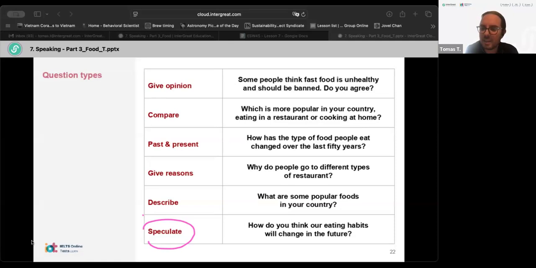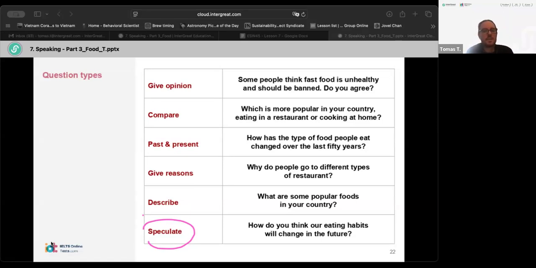You will give an opinion, but it's more like a guess. It's more like you are using imagination because something happening in the future, you don't know what's going to happen, unless you are somebody who can predict the future. Maybe you are, but speculating is just about being creative. Okay, so just think of something a bit different.